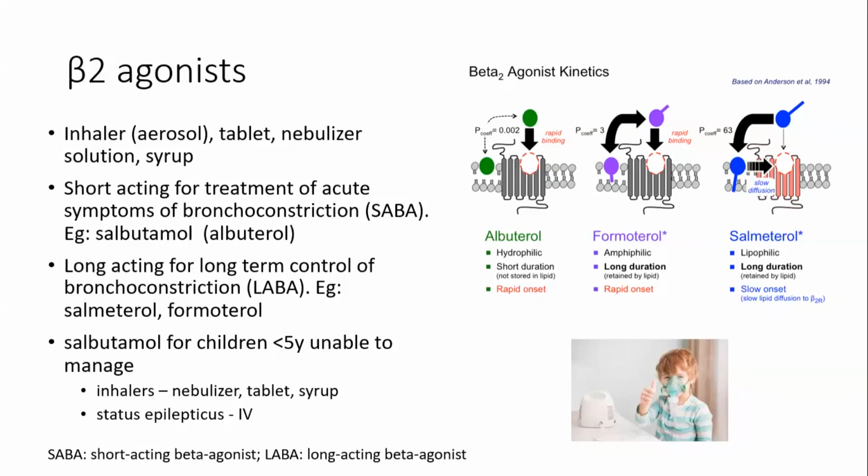And then salmeterol, this is lipophilic. Lipophilic means that this drug dia attract to lipids and dia boleh dissolve in the lipids ataupun fat. Okay, dia boleh combine. So dia boleh retain by lipid, and then dia slow onset. Okay, so because of the slow lipid diffusion lah. Okay, so this is a longer duration, effect dia long duration. Okay, so that is the difference between the albuterol, formoterol, and salmeterol.